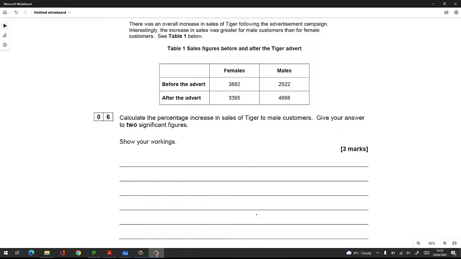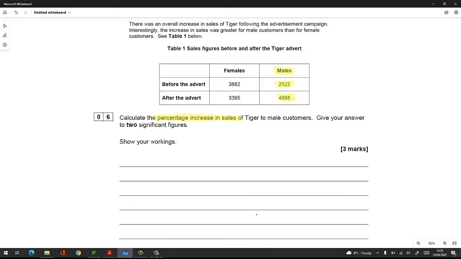Calculate the percentage increase in sales of Tiger to male customers. Give your answer to 2 significant figures. Okay, so first and foremost, I'm just going to go ahead and highlight the things that are important for our question. Okay, so we are calculating a percentage increase, and we're only interested in the males, so we're only interested in the right-hand side of the table. So, this is how you do it.